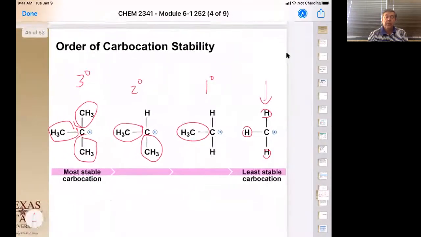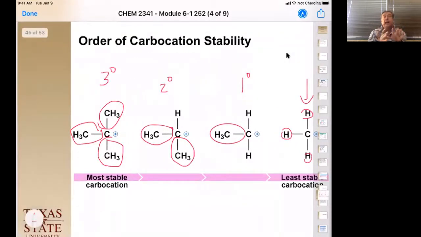So if we just were to go in the lab and play with these things, we would find out that this methyl one is very unstable, very hard to make. This primary one is a little more stable, but still very hard to make. The secondary one, well, we can make it sometimes. And the tertiary one is really easy to make, okay? So just from that kind of experimentation, we would say that the tertiary carbocation is the most stable because it's the easiest to make, followed by the secondary, primary, and methyl group.